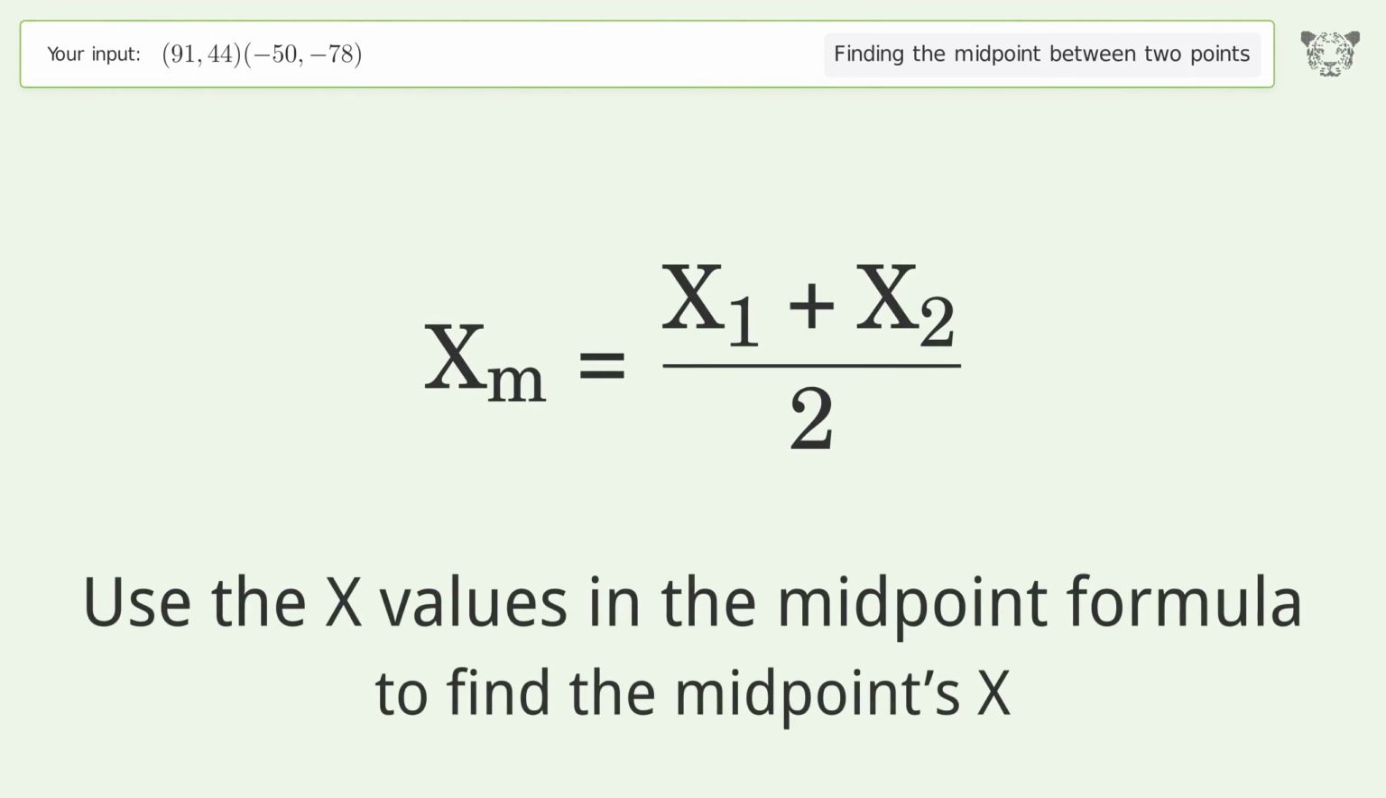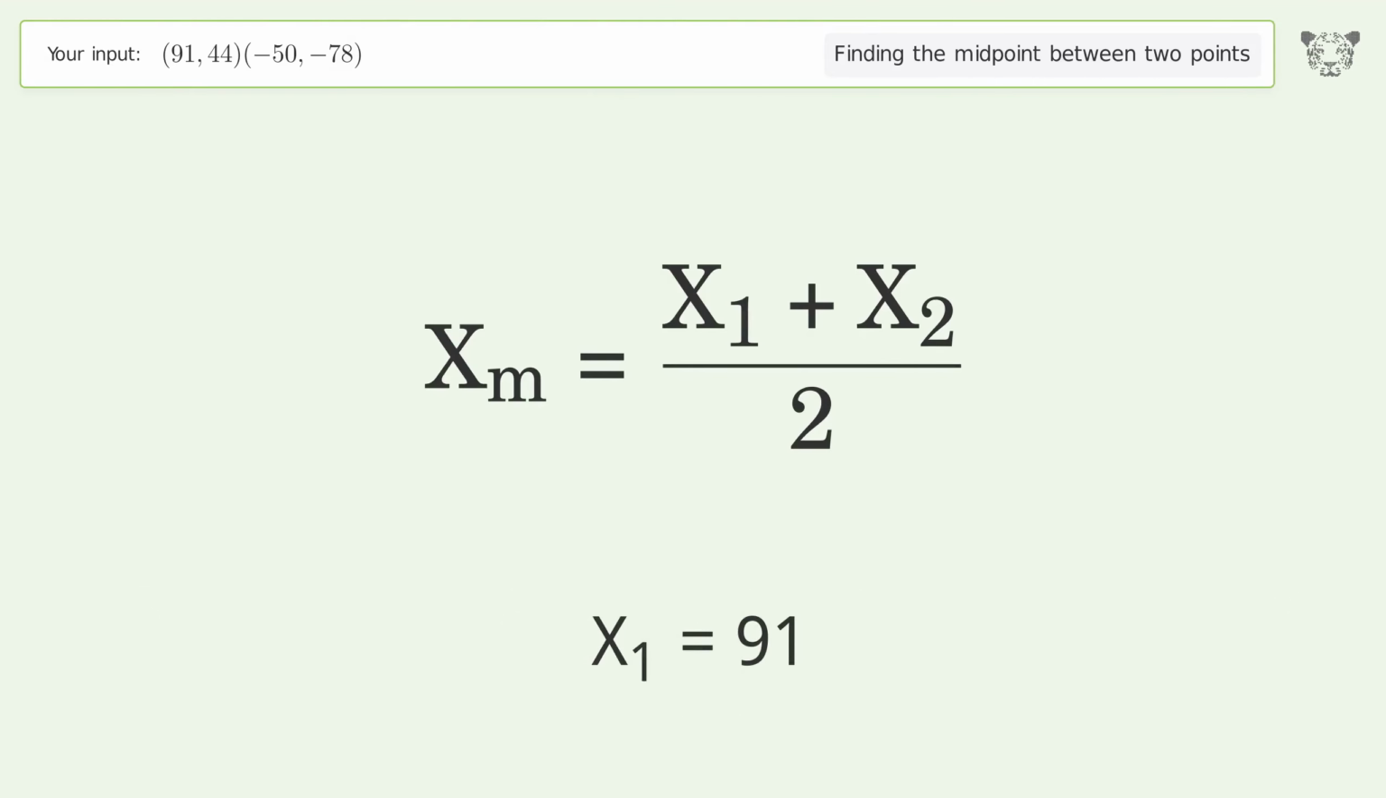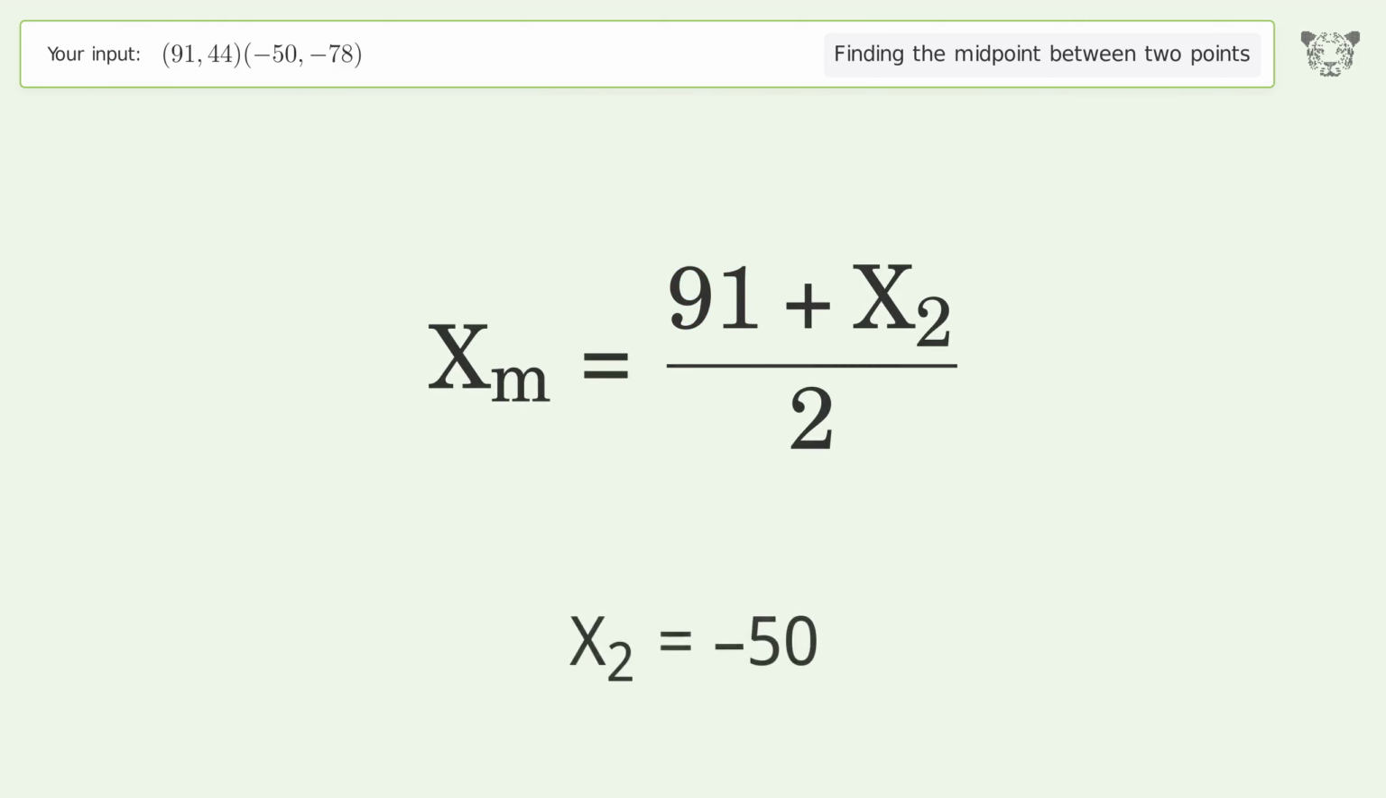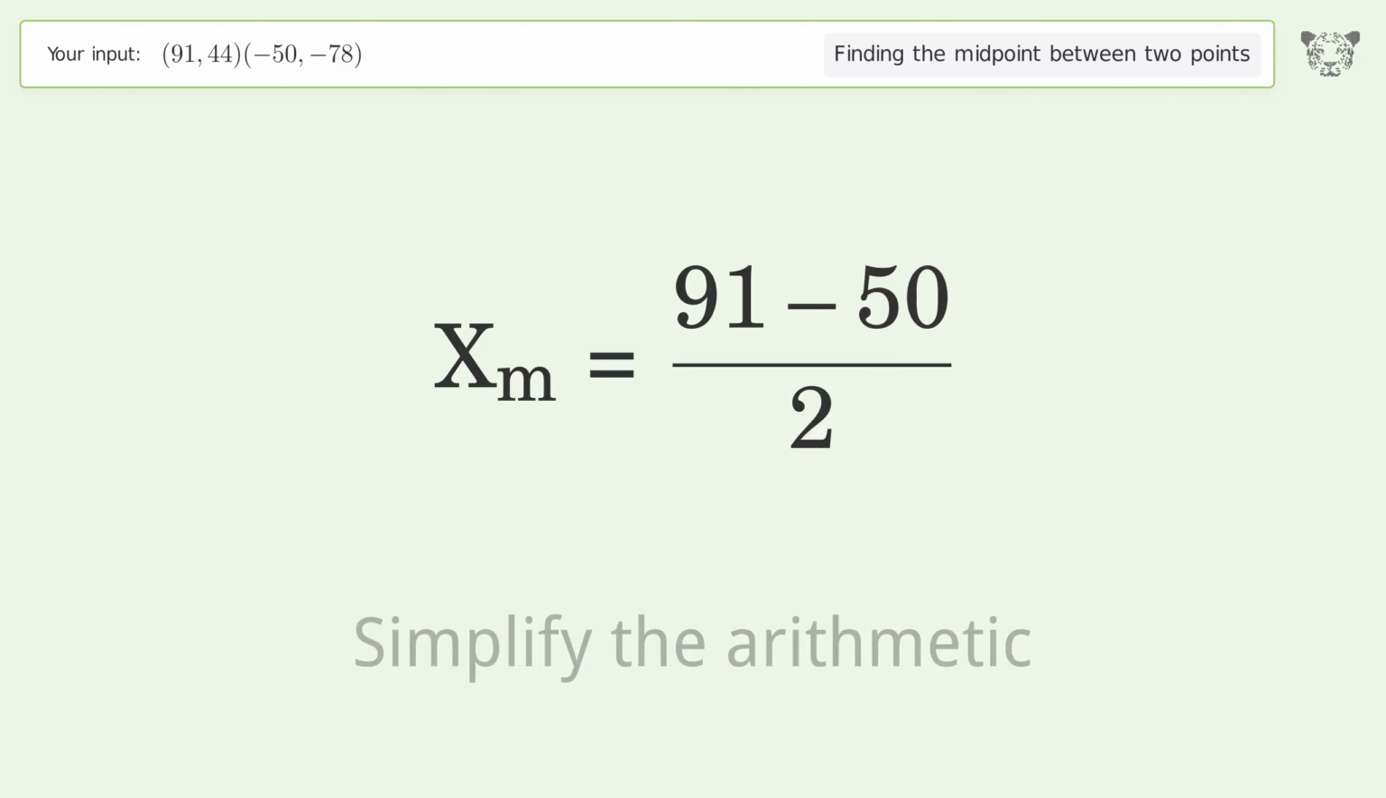Use the x values in the midpoint formula to find the midpoint's x. x1 equals 91. x2 equals -50. Simplify the arithmetic.